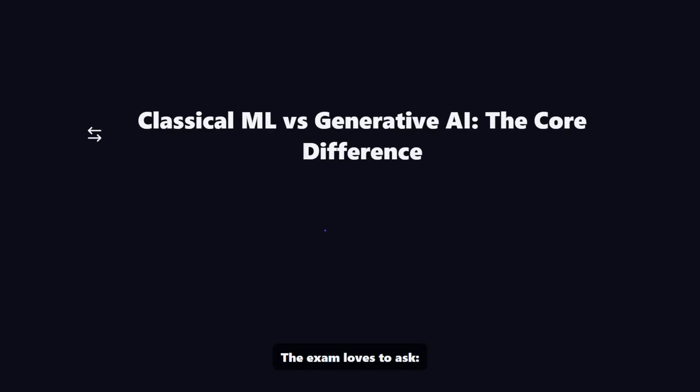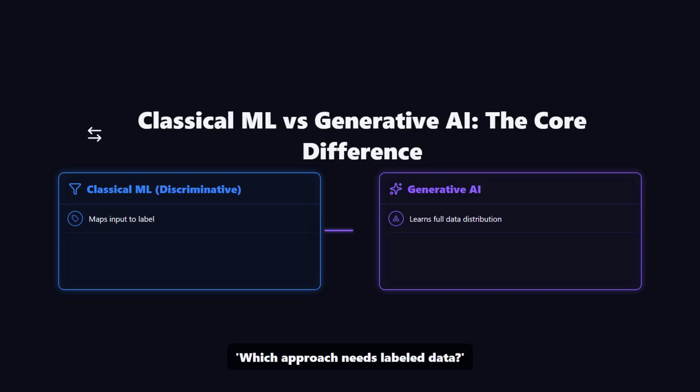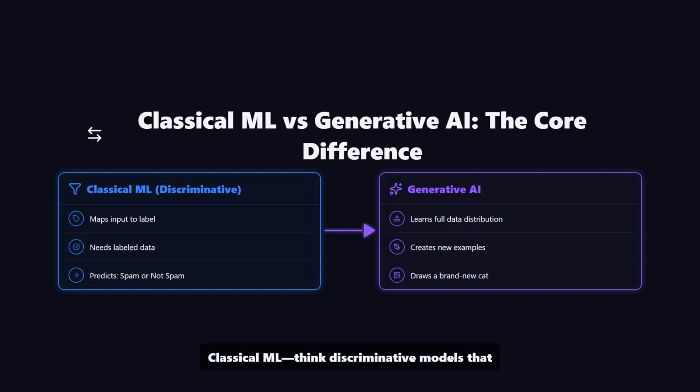The exam loves to ask, which approach needs labeled data? Classical ML. Think discriminative models that map inputs to labels, like spam filters. Generative AI learns the entire data distribution and creates something new. If a model draws a brand new cat instead of just labeling one, that's generative.